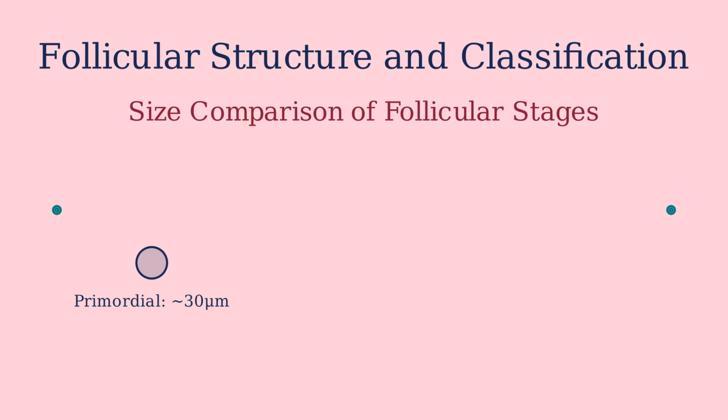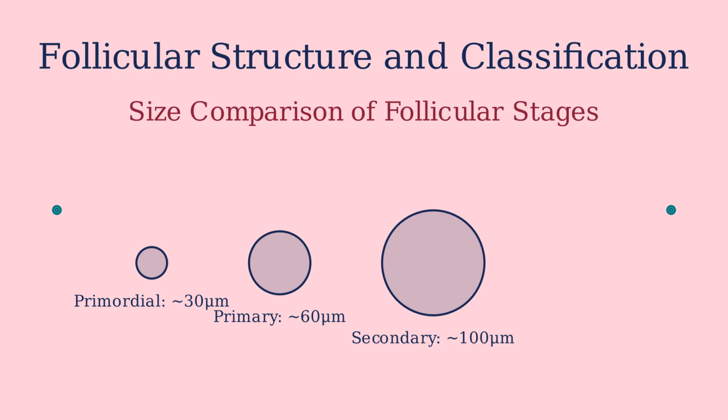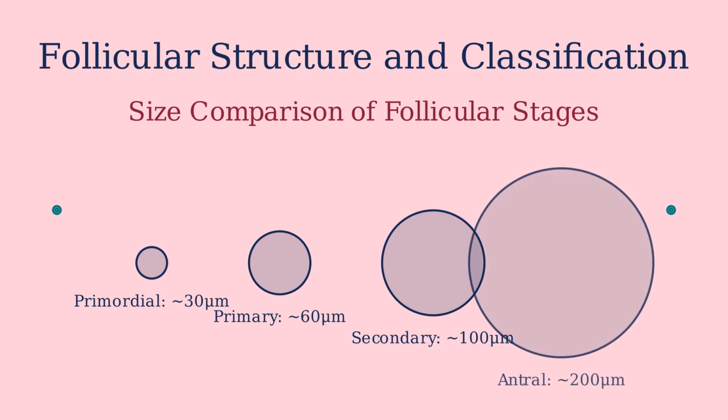Primordial follicles are microscopic, measuring only about 30 micrometers in diameter. Primary follicles roughly double in size to about 60 micrometers. Secondary follicles continue to grow, reaching approximately 100 micrometers. Antral follicles are substantially larger, typically measuring 200 micrometers or more. Understanding these structural differences is essential for comprehending follicular development and function.